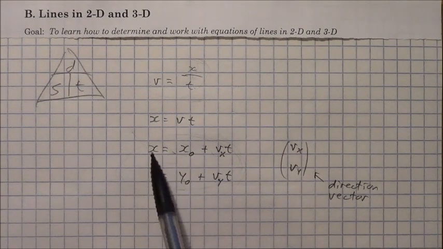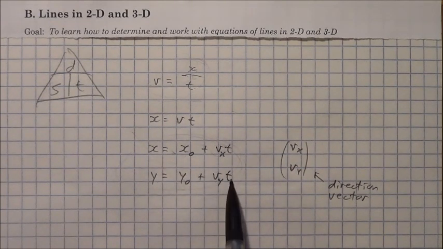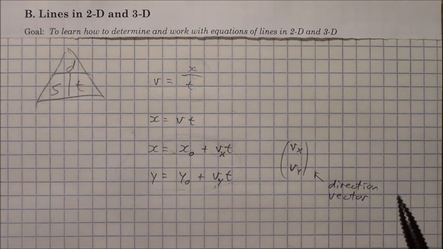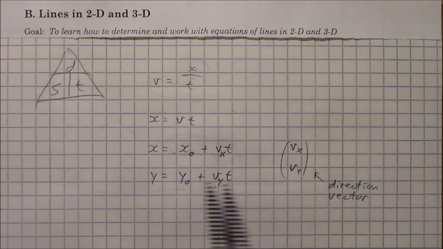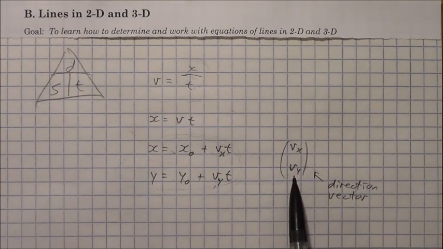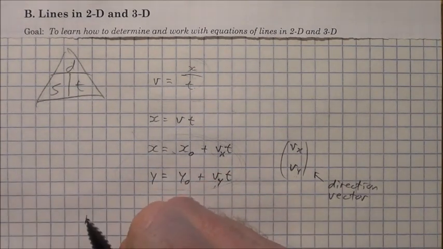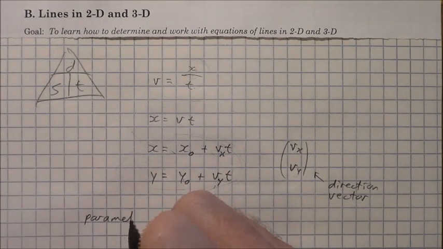Since we're looking at the displacement in the x direction and the displacement in the y direction, when we combine these two together, we end up mapping out a line as we increase in time, and the velocity is this direction vector v sub x and v sub y. That actually gives us the actual direction that the particle is moving. These are called parametric equations.